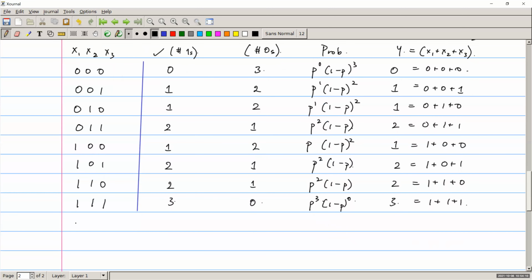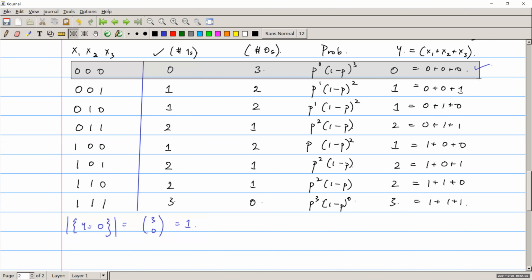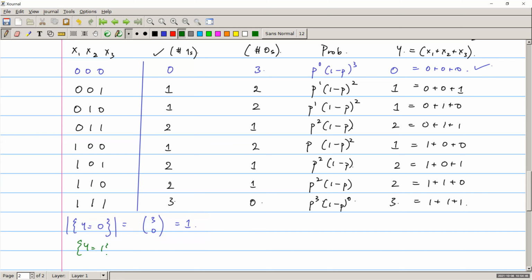The event y equals 0 has size 3 choose 0, which is 1, and that is exactly this row. This event in blue is the event that y equals 0. Now the event y equals 1 has size 3 choose 1, and that is 3. And what is the event y equals 1?